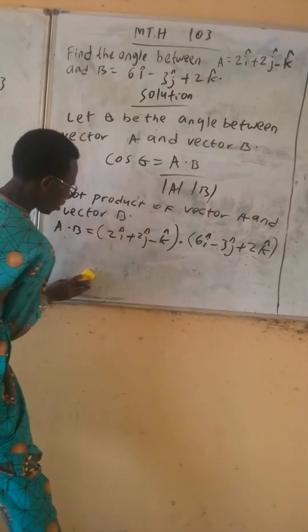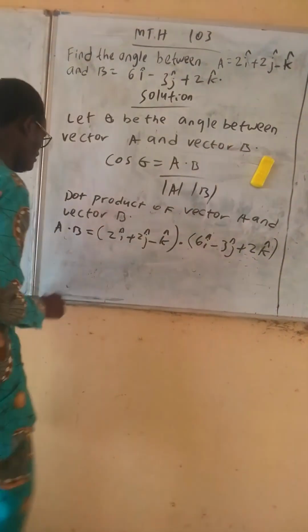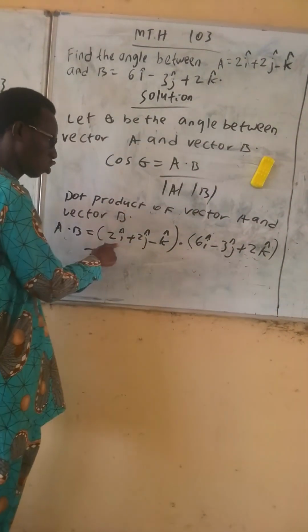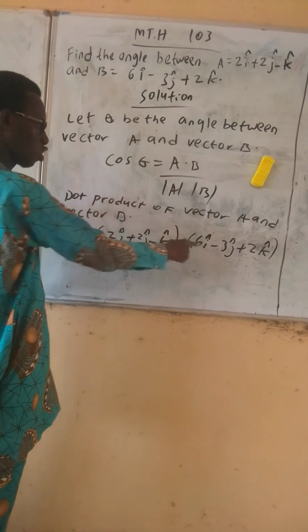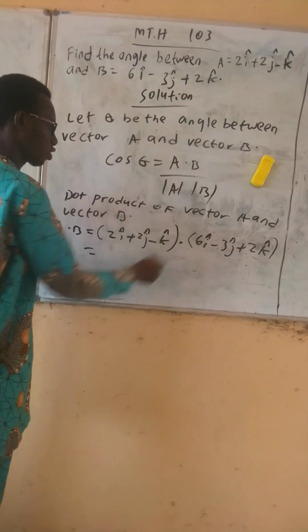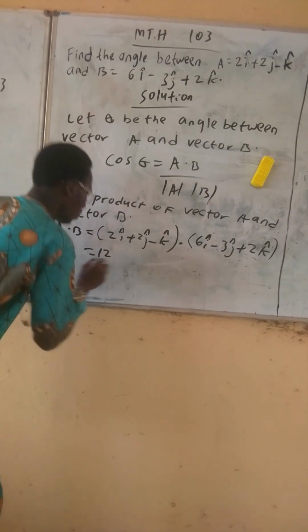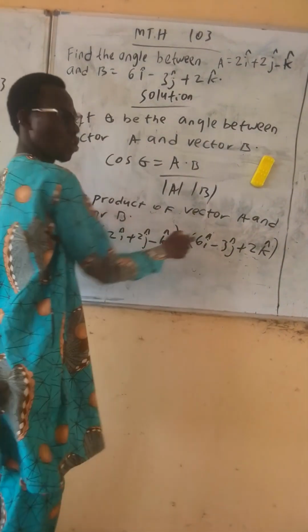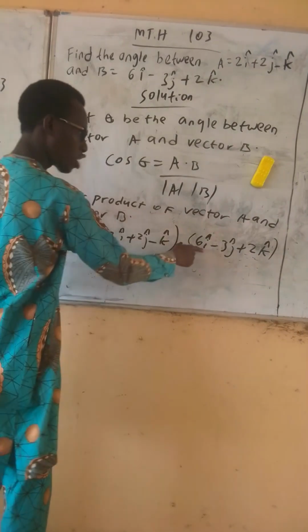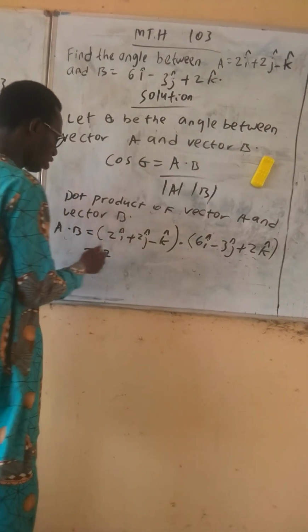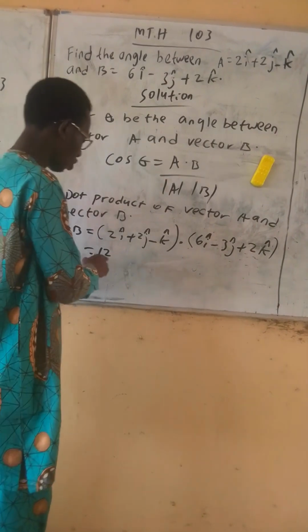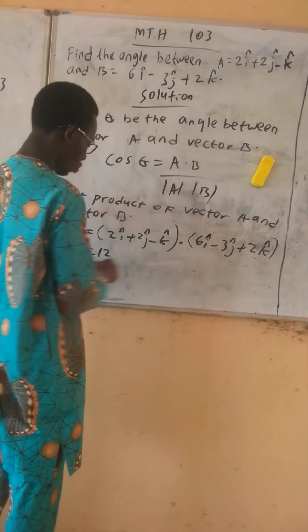Having known that, what do we have now? 2i vector multiplied by 6i vector is 12, because 2 times 6 is 12, and i dot i is 1. So 12 multiplied by 1 is 12. So 2i dot 6i is 12.